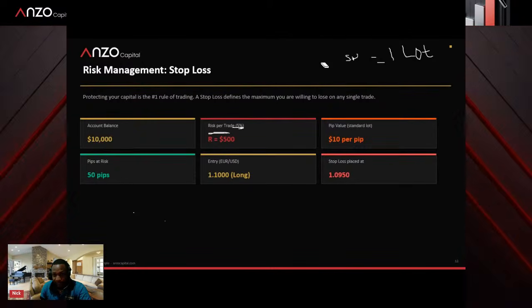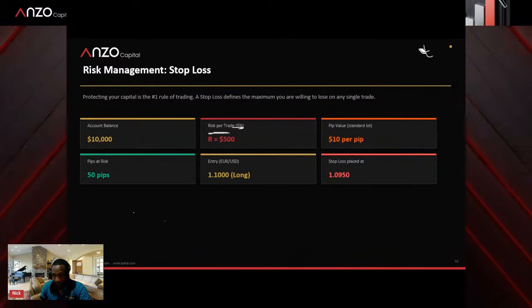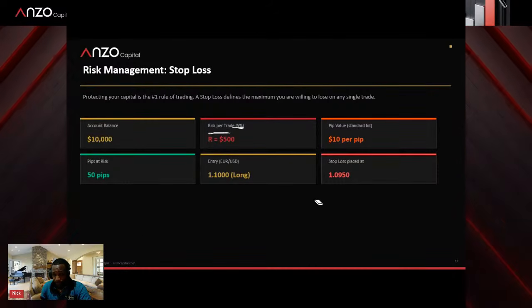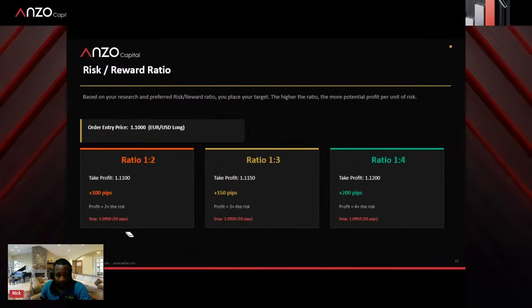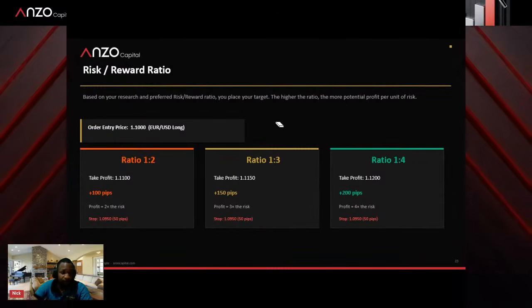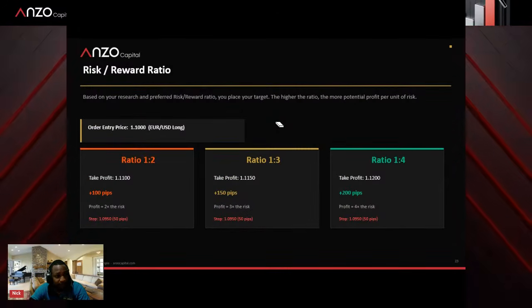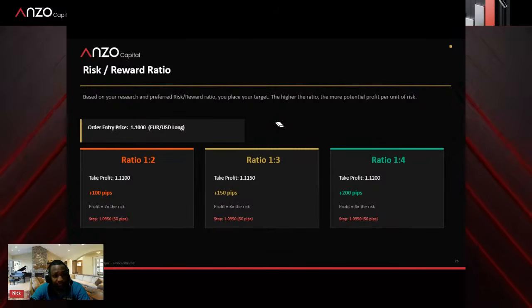Losing a trade depends on the market, on where the market is headed. Losing an account is fully dependent on yourself. You're the one who lets the account get blown. So we can fix that, of course. All right, let's continue. Risk reward ratio, which is very important.